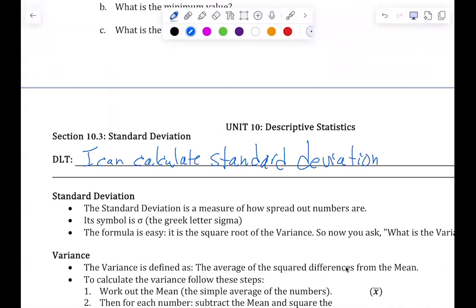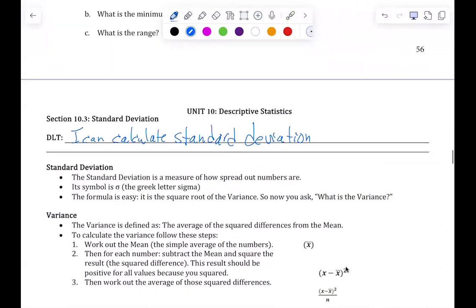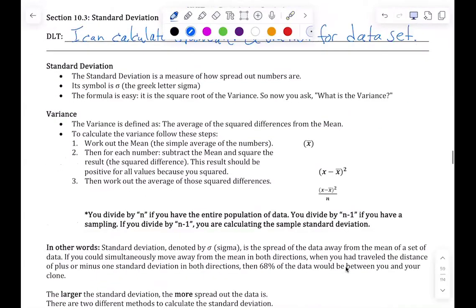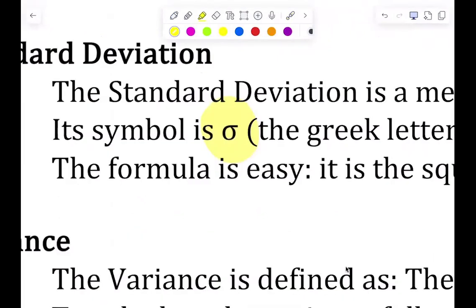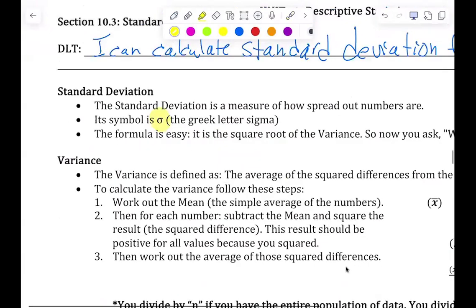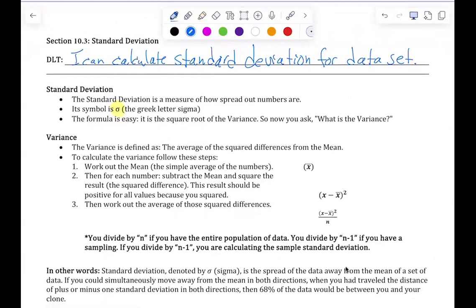Thank you. I can calculate standard deviation for a data set. Standard deviation is how spread out the numbers are. The symbol is right here, the Greek letter sigma. The formula is the square root of the variance.